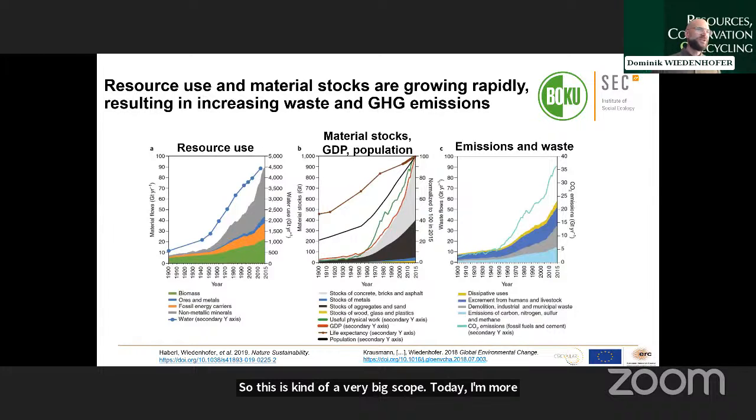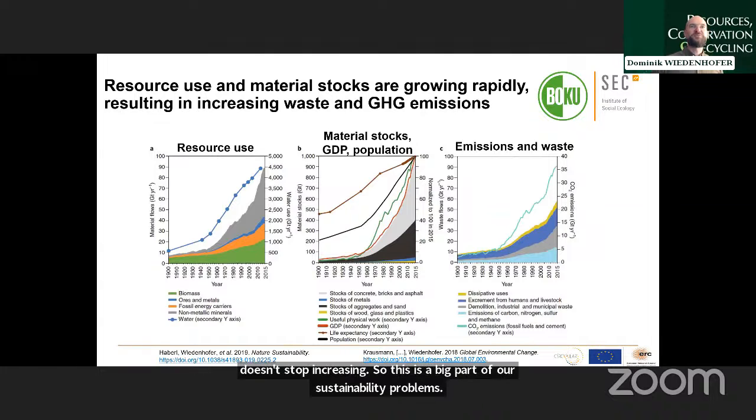Why am I also doing this? The second why: most people might have seen this kind of chart. Basically, if we look at resource use over the last 150 years, it has been increasing rapidly and very steeply, and it doesn't stop increasing. So this is a big part of our sustainability problems.